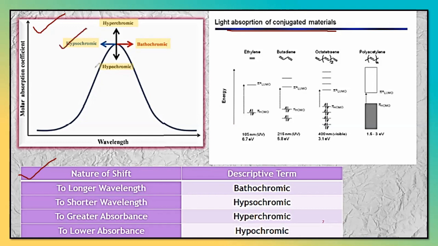First of all, on the left side, hypsochromic shift. Whenever the peak of the absorbance shifts to a shorter wavelength, we say it is a hypsochromic shift, and whenever the reverse happens, we say it is a bathochromic shift. So right side shift is bathochromic, left side shift is hypsochromic. Similarly, if it goes up we say it is hyperchromic, if it goes down we say hypochromic. Going up means higher absorbance and going down means lower absorbance. So lower absorbance means hypochromic, higher absorbance means hyperchromic.